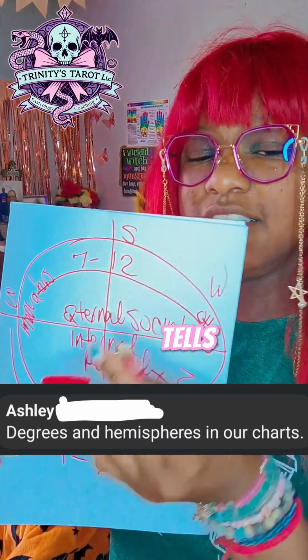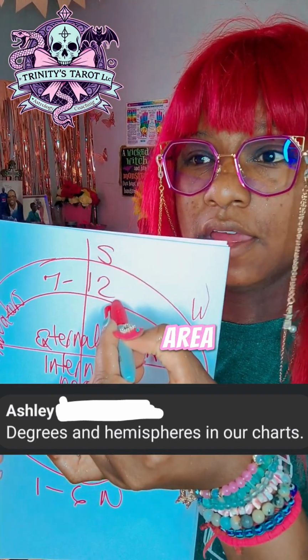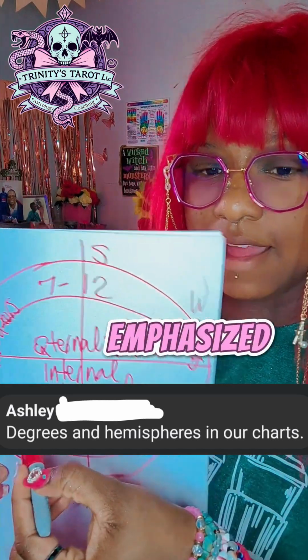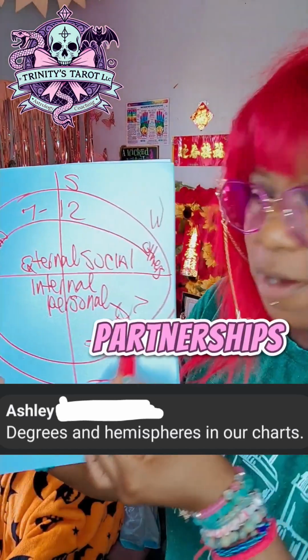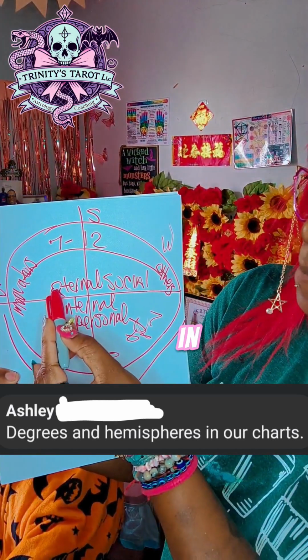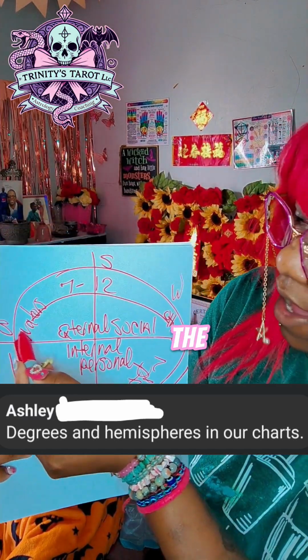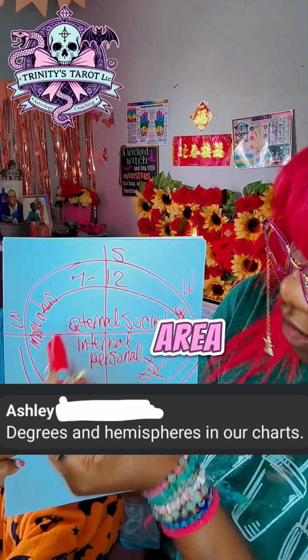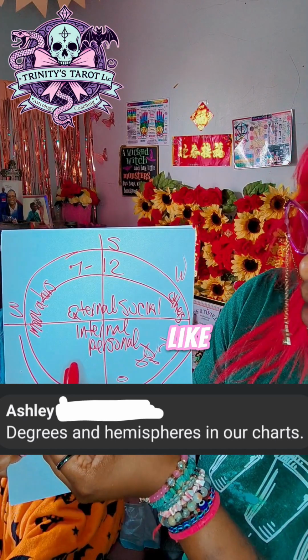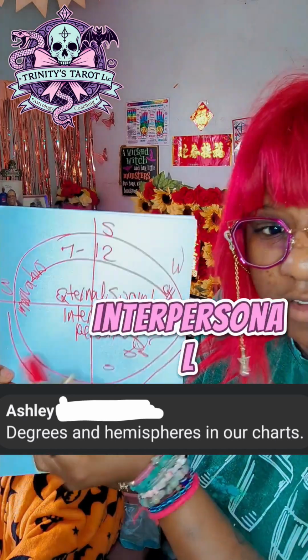So it tells us what area is really emphasized. Is it your need to have partnerships? Is it in part of the external social area? Is this more the innovative external social area? Is this more external interpersonal type of areas?